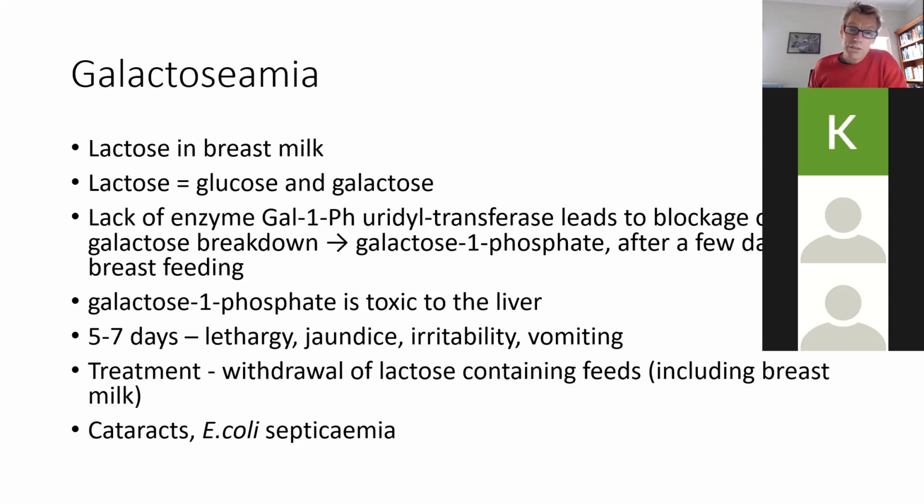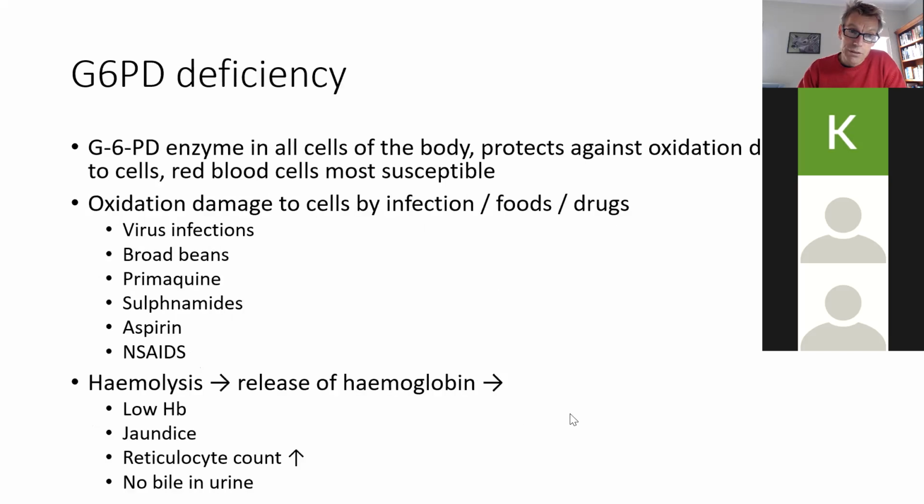And one of those conditions is called galactosemia, and that comes from an inability of the liver to metabolize galactose, which is a component of lactose, glucose and galactose in breast milk. And this is rare, but it causes babies to be very sick with severe jaundice. And often these babies have severe septicemia. So I won't talk too much about that.